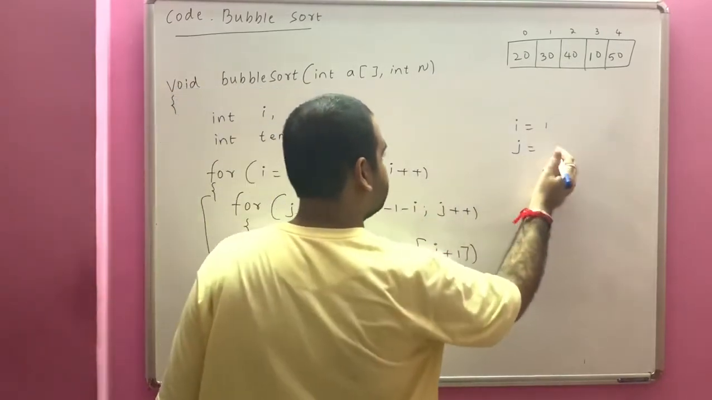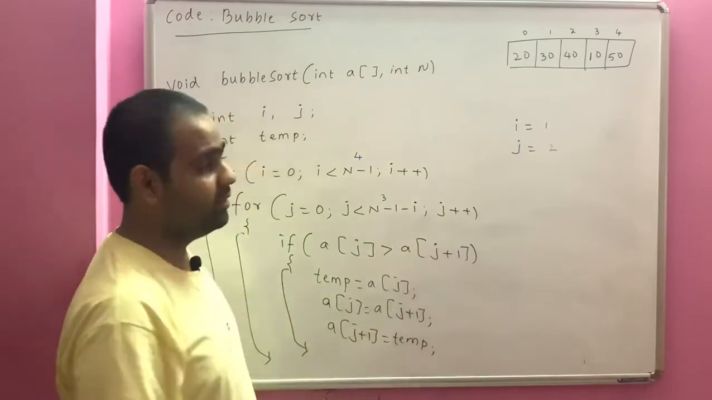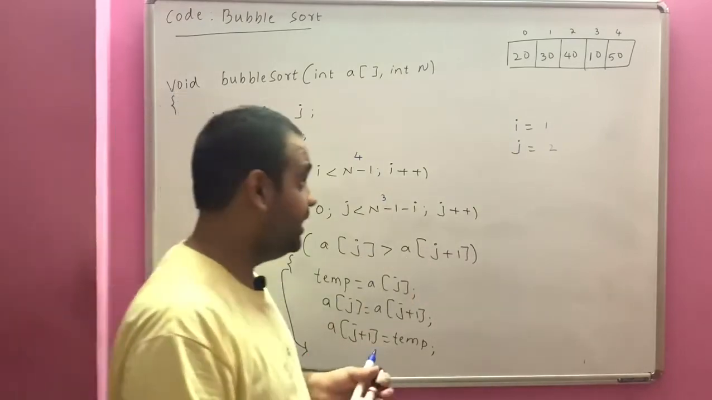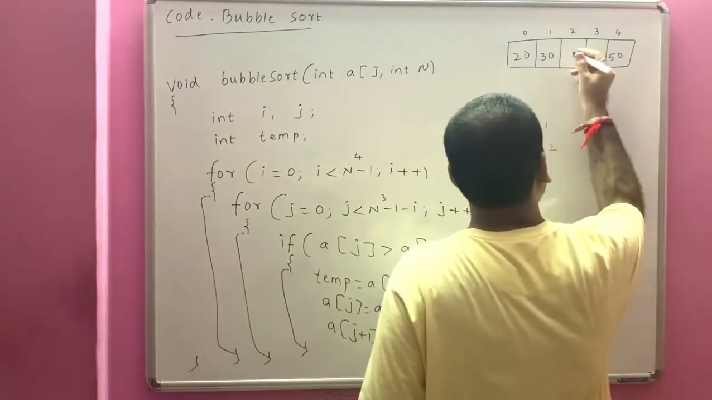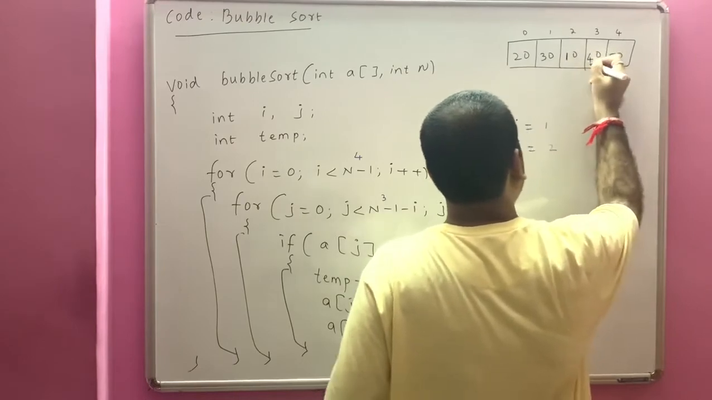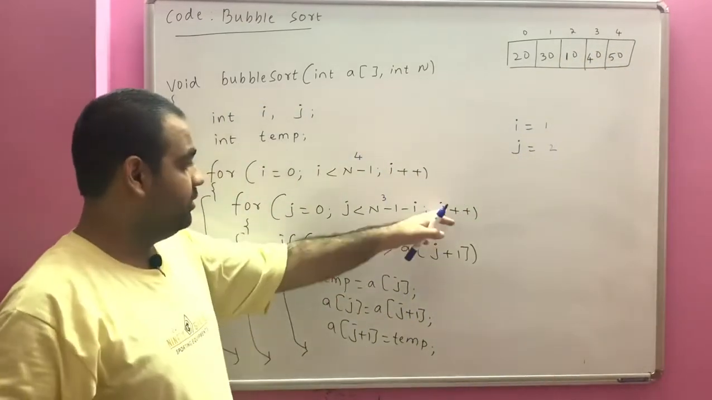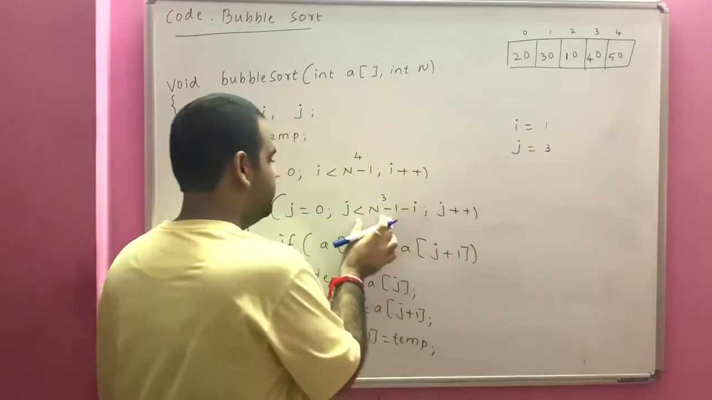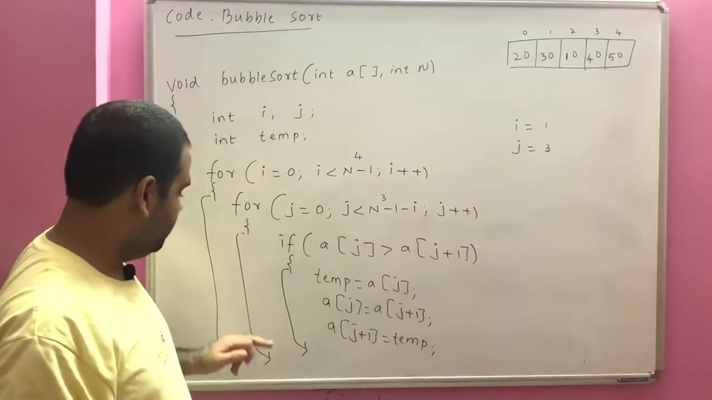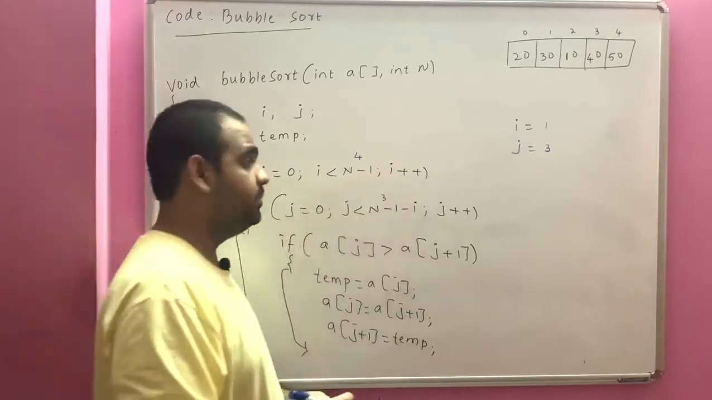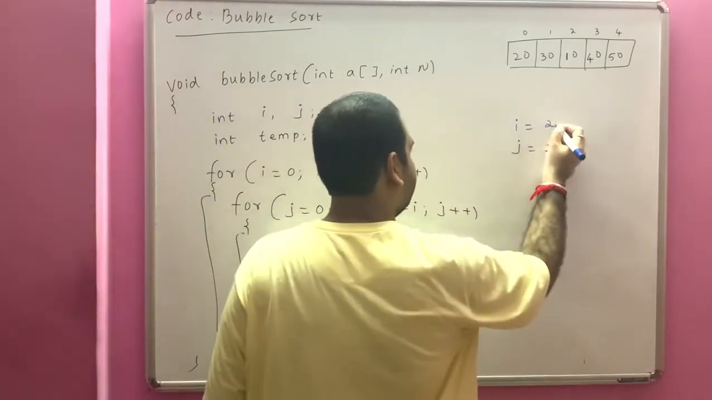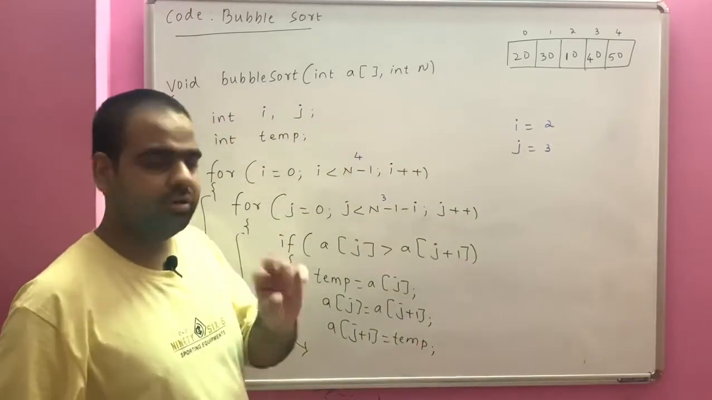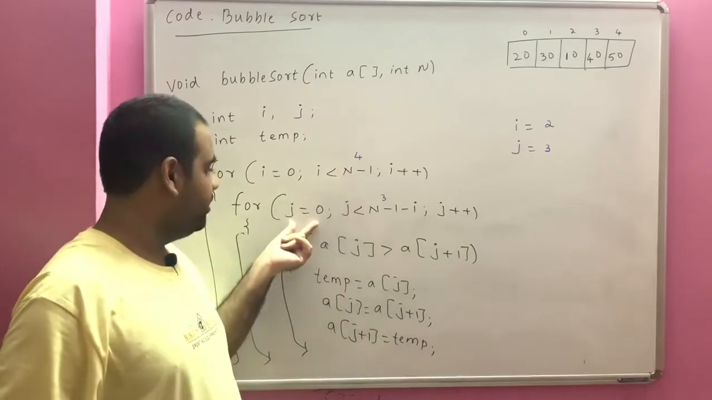j plus plus 2. a of 2 greater than a of 3. 40 greater than 10, yes. You swap these two. 10 comes over here and 40 comes over here, and again you say j plus plus, the value of j will become 3. 3 less than 3 is false, you come out. Again you say i plus plus, the value of i will become 2. Two elements are sorted. 2 less than 4, yes.